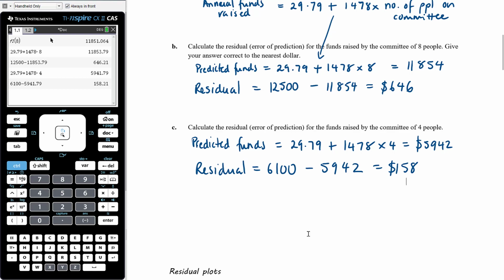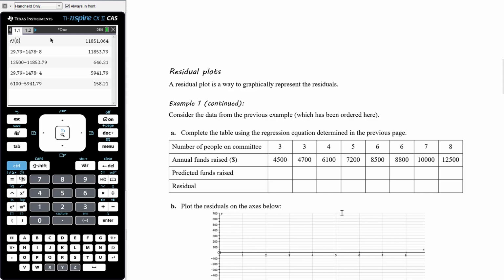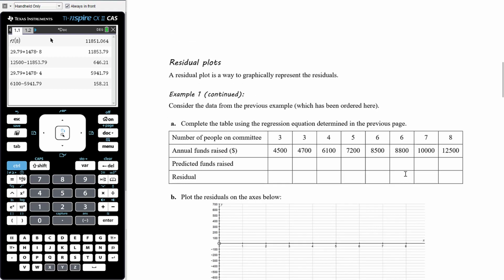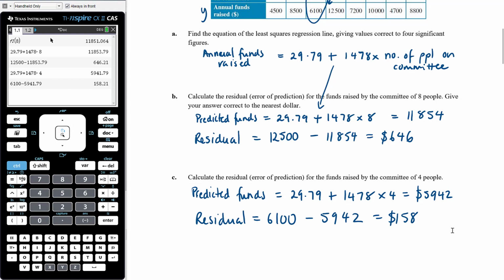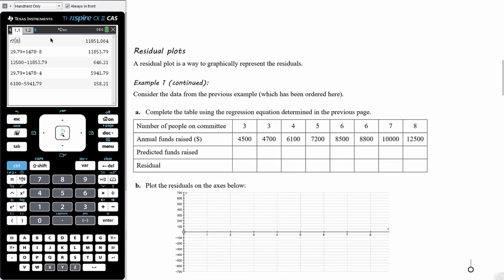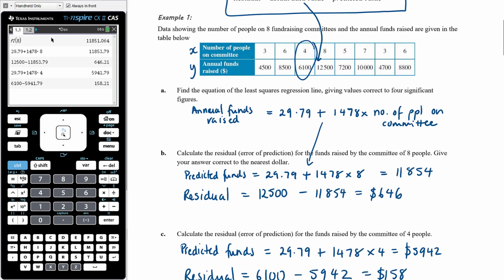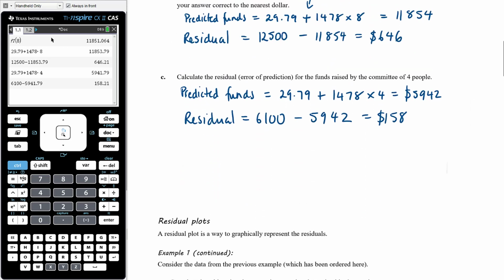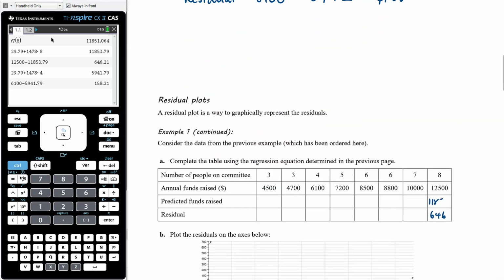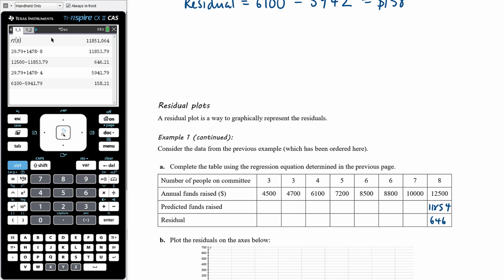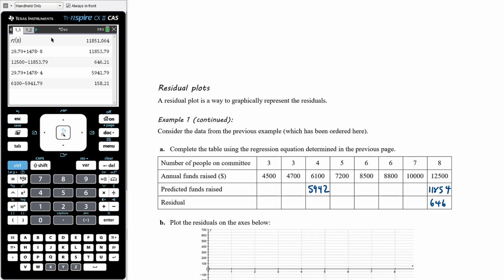Alright, next we want to have a look at the idea of a residual plot. So actually calculating the residual value for each data point and plotting those residuals. We've already worked out in the previous 2 questions that the residual for a committee of 8 people was 646, because the predicted funds was 11854. For a committee of 4 people, the predicted funds was 5942, and so the residual value for that data point was 158.